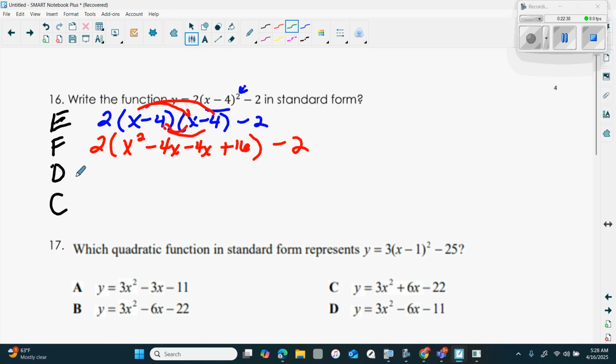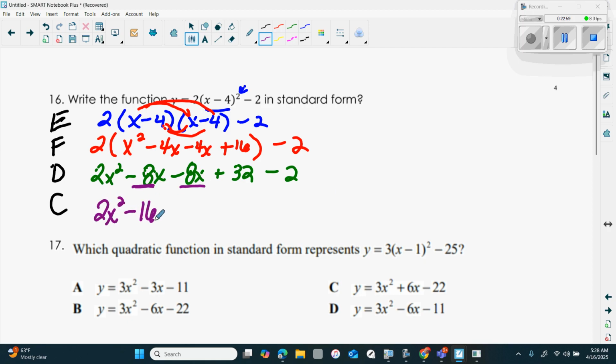Then what we need to do is distribute, that was the D. So it would be 2x squared minus 8x minus 8x plus 32, and then minus 2. Then combine our like terms here. We have our x's we can combine here. So 2x squared minus 16x. And then our numbers, we have a positive 32 minus 2 gives us plus 30.